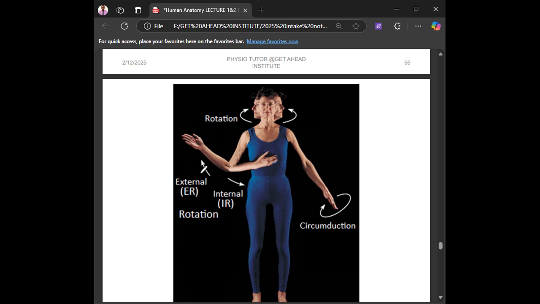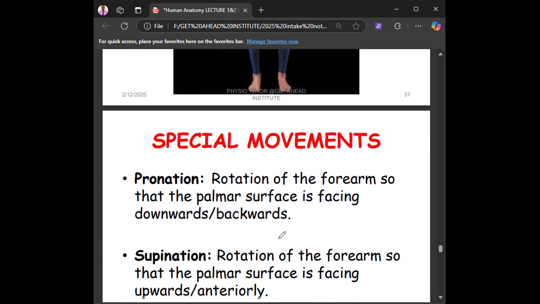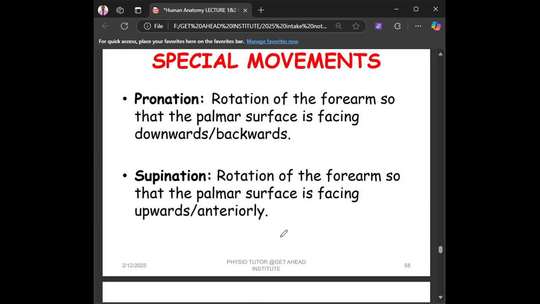Okay, so this is what we're talking about. This is external rotation, this is internal rotation. Then we have what we can classify as the special movements. Among the special movements, we have what we call pronation. Pronation has to do with rotation of the forearm.